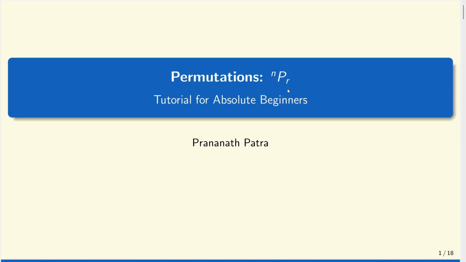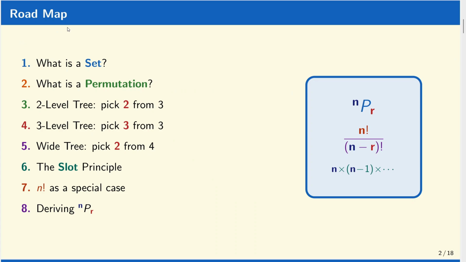Let us start by looking at our roadmap for this lesson. We have 8 simple steps to guide us. First, we will answer a basic question: what is a set? Then, we will define exactly what a permutation is. After that, we'll draw some visual diagrams. We'll look at a 2-level tree where we pick 2 items from 3, a 3-level tree where we pick 3 from 3, and a slightly wider tree where we pick 2 from 4.